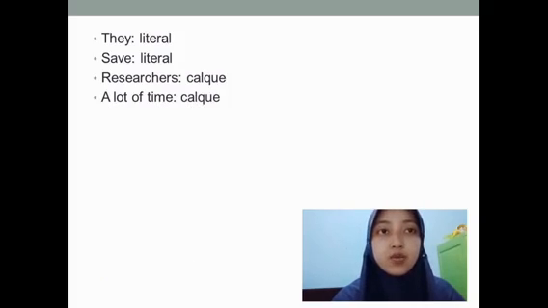Then the next word is they. They here is literal. Save is literal. Researchers is a calque, para ahli. A lot of time is a calque.